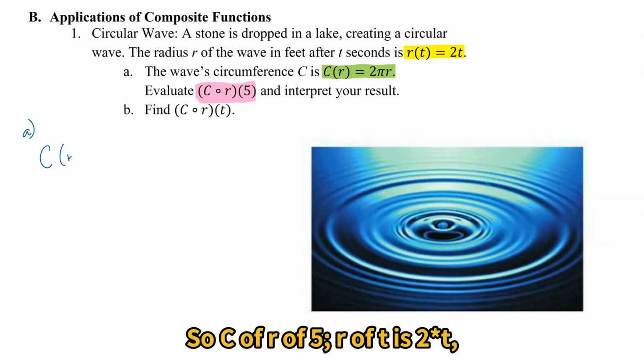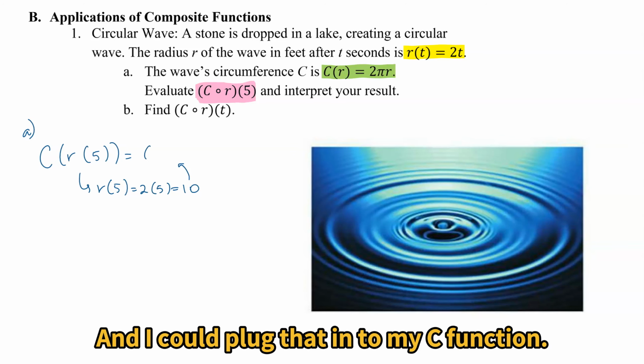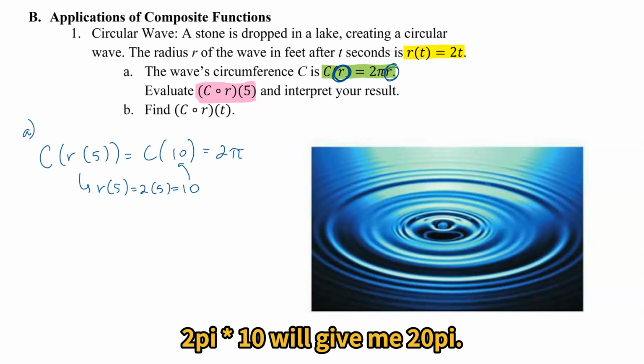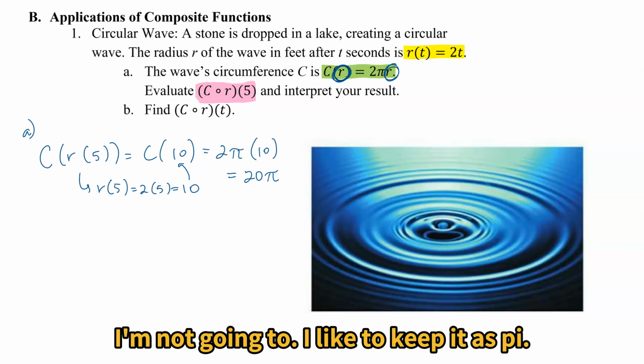So C of R of 5. R of t is 2 times t, so R of 5 would be 2 times 5, which is 10, and I could plug that into my C function. C of 10, 2 pi r, 2 pi times 10 would give me 20 pi, and we could get a decimal answer for that. I'm not going to. I like to keep it as pi.